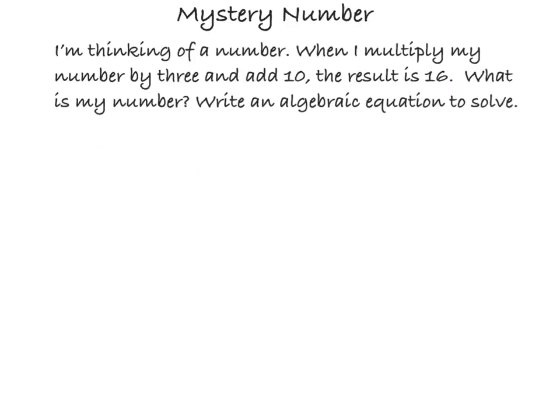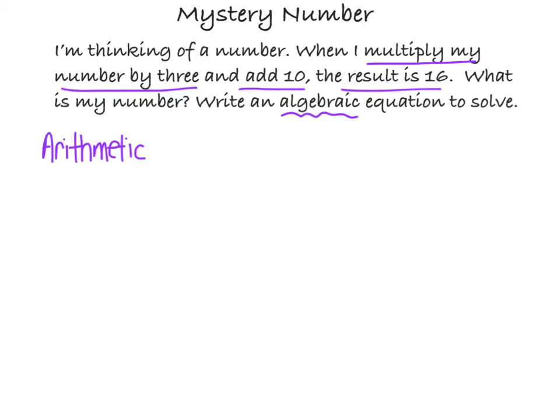All right, our first mystery number problem says, I'm thinking of a number. When I multiply my number by 3 and then add 10, the result is 16. What is my number? Write an algebraic equation to solve. All right, so let's think of this. When we're writing this out, there's kind of two ways people tend to approach these problems. One is solving it using arithmetic, and one is solving it using algebra.